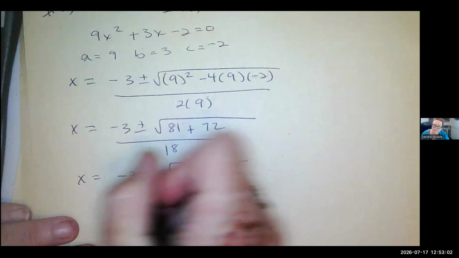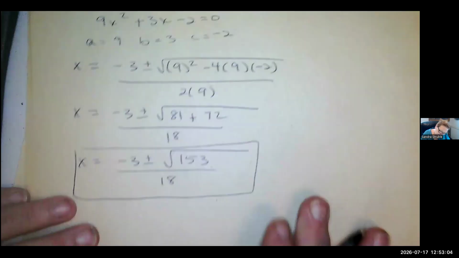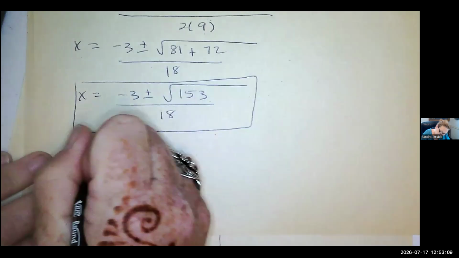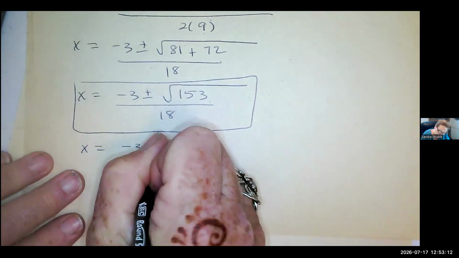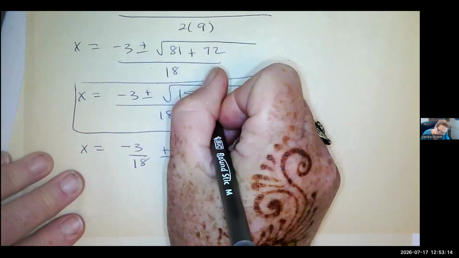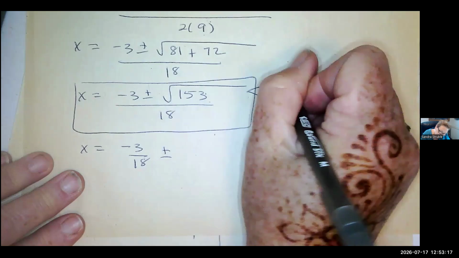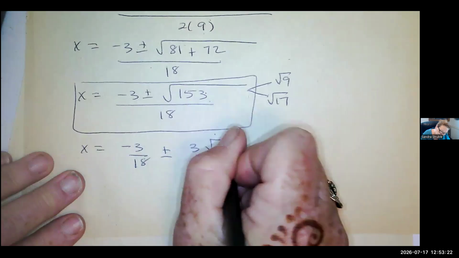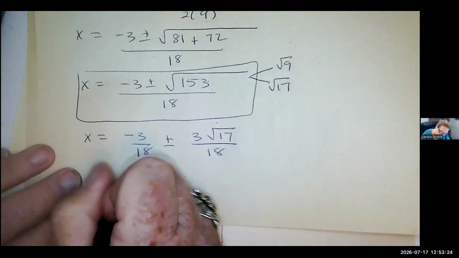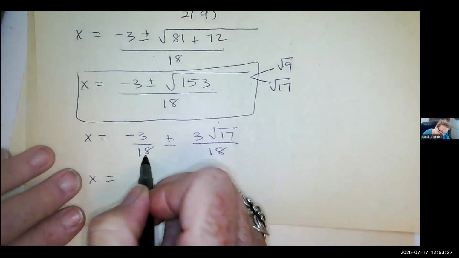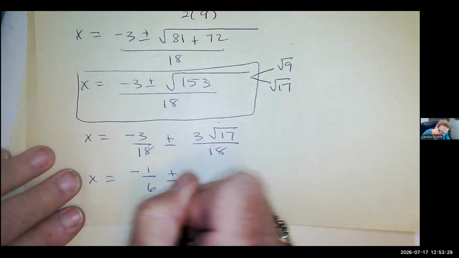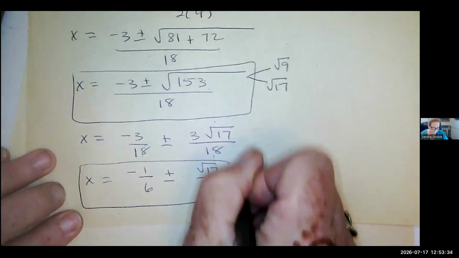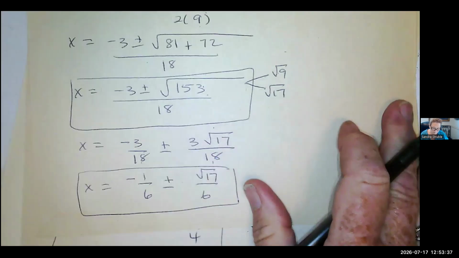Okay, so this is an answer. This is the correct answer I'm looking for. Anything more is bonus points. I'm going to start by square root of 153 would be square root of 9, square root of 17, which would be 3 square root of 17 over 18, and then just reduce. 3 divided into 18 is 6 times, so -1 over 6, and then again, square root of 17 over 6. So this would be a bonus point answer. All right, next is the word problems.